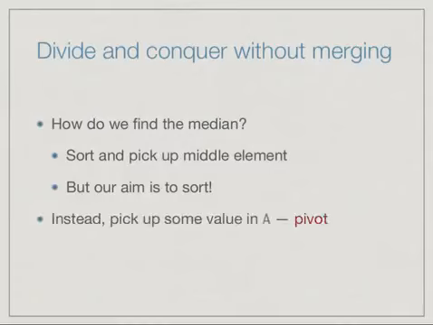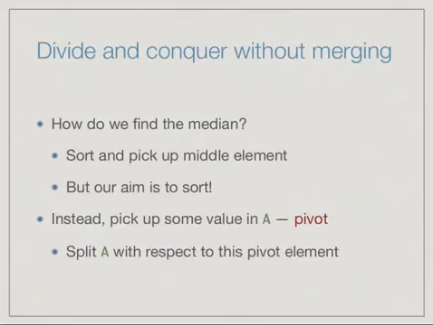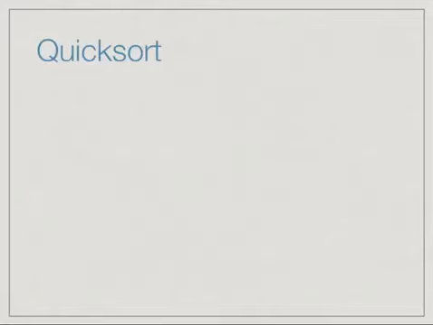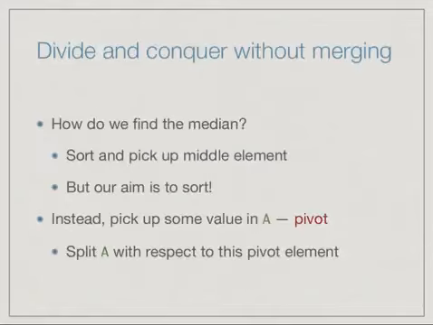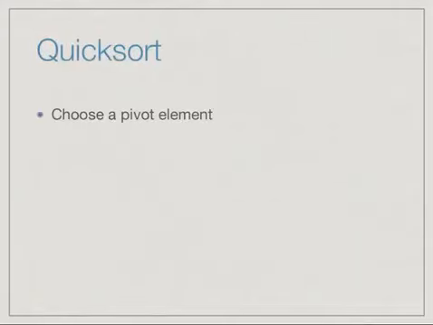So this means that we have to try the strategy out with a more simplistic choice of element to split the list. So instead of looking for the median, we just pick up some value in the list A and use that as what is called a pivot element. We split A with respect to this pivot so that all the smaller elements are to the left and all the bigger elements are to the right. So this algorithm is called QUICKSORT.